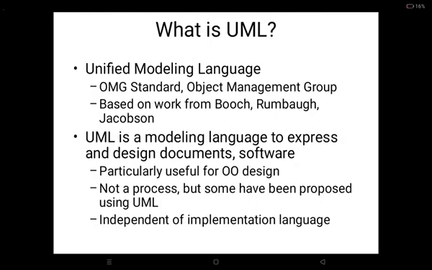A very important point is that UML is completely different from an implementation language. It is completely a designing language. It is used for specifying, visualizing, constructing and documenting the primary artifacts of the software system. So what is UML? UML is for specifying, visualizing, constructing and documenting the software system. It is independent of the implementation language.